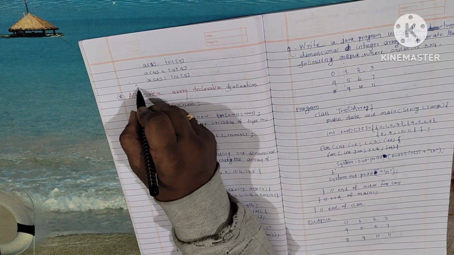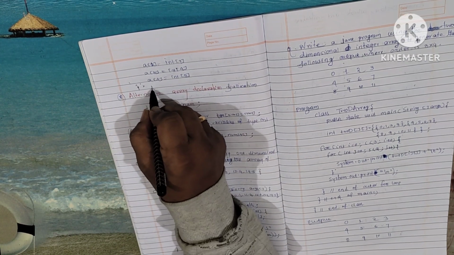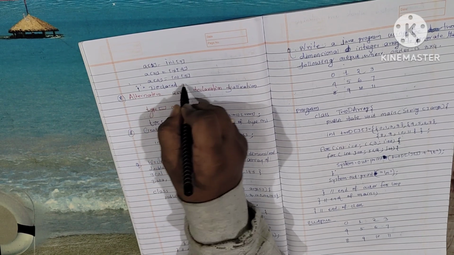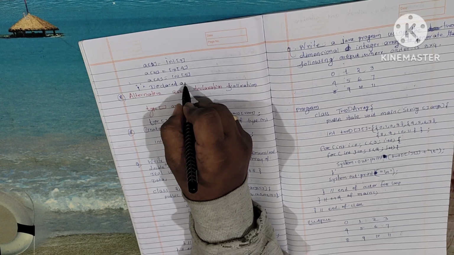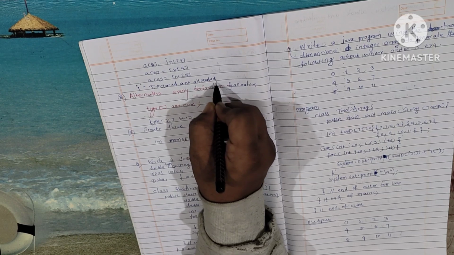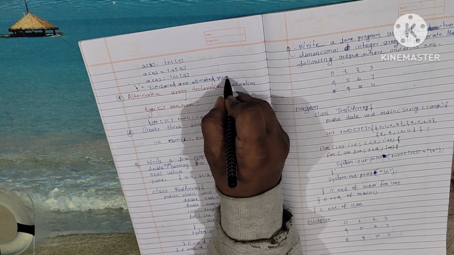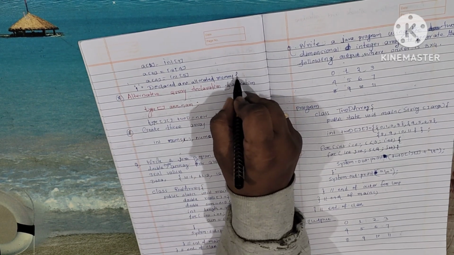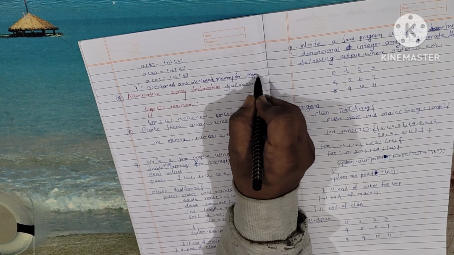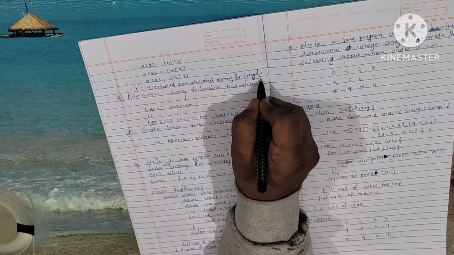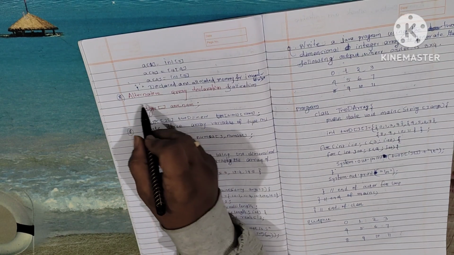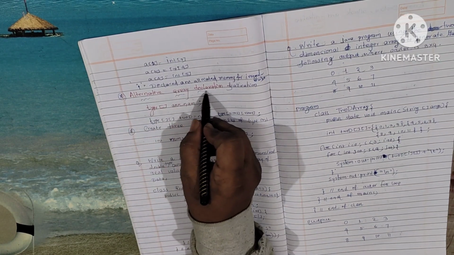And declare. What is the conclusion we reached here? We declared and allocated memory for an irregular matrix. This is an alternative way of declaration.